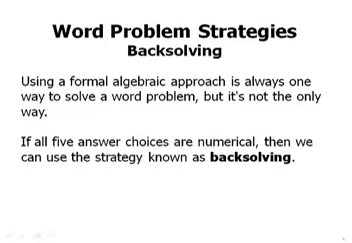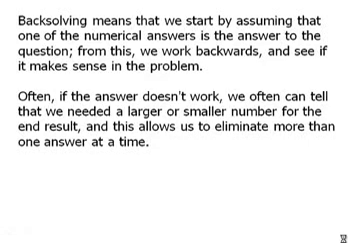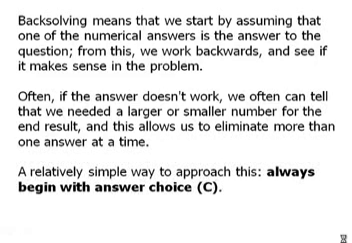If all 5 answer choices are numerical, if we get 5 numbers, then we can use the strategy known as backsolving. Backsolving means that we start by assuming one of the numerical answers is the answer to the question. We pick one and we say, okay, let's pretend that this is the answer. From this we work backwards and see if it actually makes sense. If the answer doesn't work, we often can tell that we needed a larger or smaller number for the end result, and this allows us to eliminate more than one answer at a time.